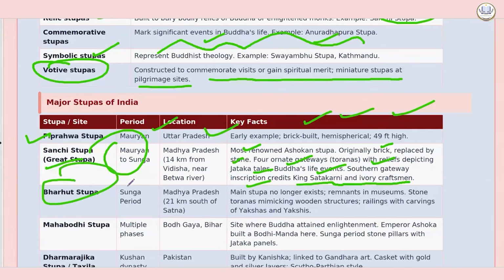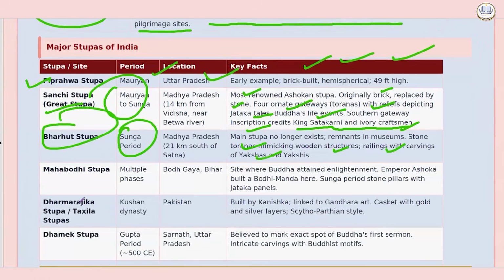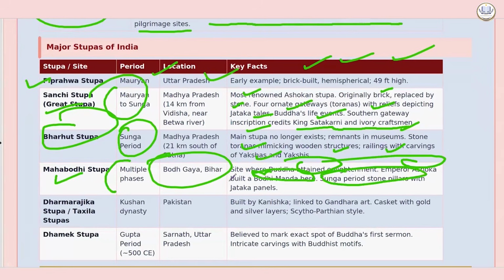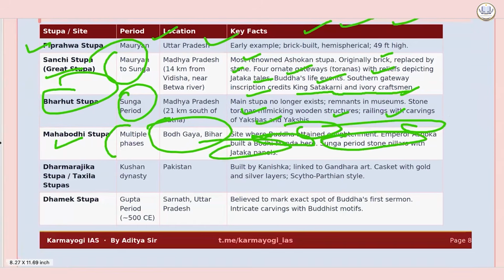And we have Bharhut stupa, Sunga period, MP. Main stupa no longer exists. Remnants are in a museum: stone Toranas mimicking wooden structure, railing with carvings of Yaksha, Yakshini. And we have Mahabodhi stupa in Bodh Gaya, Bihar, the site where Buddha attained enlightenment. Emperor Ashoka built a Bodhi Manda here. Sunga period stone pillars with Jataka panels are there.